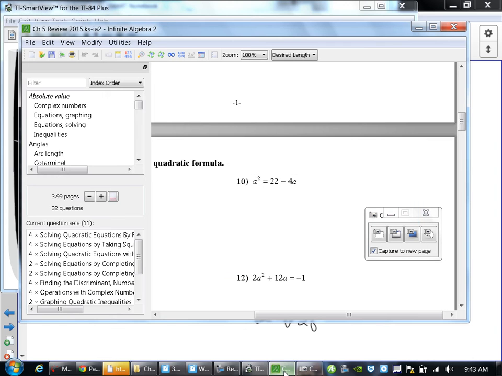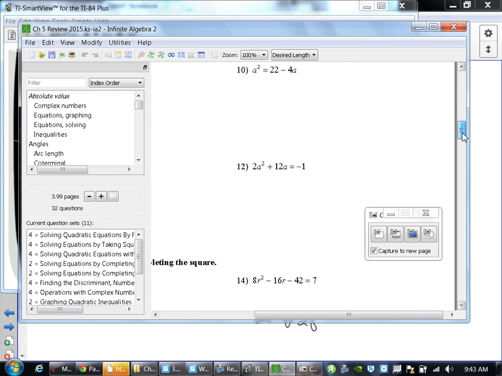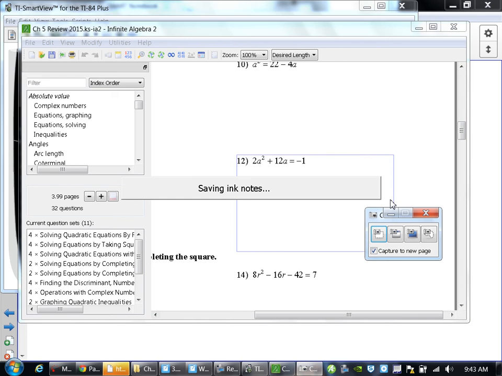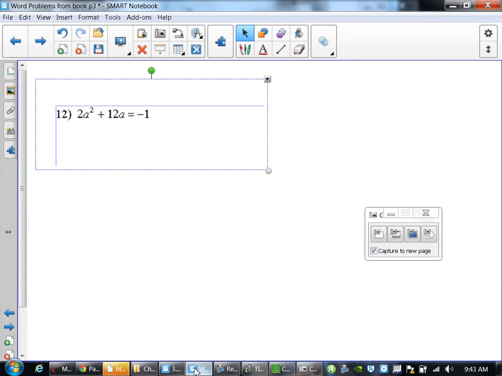I messed up number 12 again. How do you get rid of the bottom too? Because they simplified it. Because everything is even. All the first terms are even.